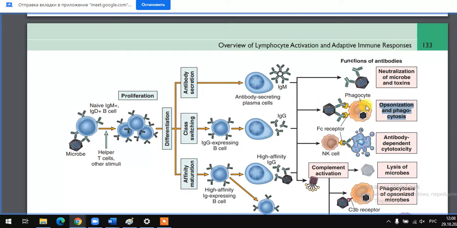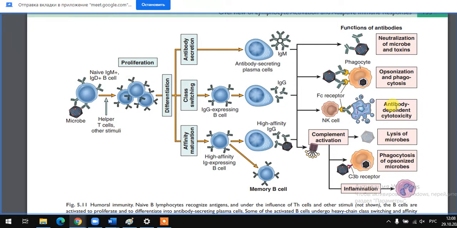And we discussed opsonization in the process of the complement system. Of course, the complement system is also activated with antibodies. We'll discuss it here. And then antibody-dependent cytotoxicity. On the surface of NK cells we have the Fc receptor, which can directly kill the offending cell. So with the antibody attached to this Fc receptor, they use it like.